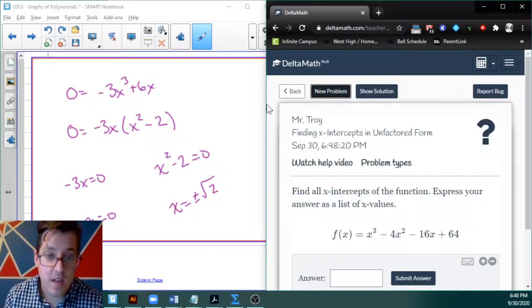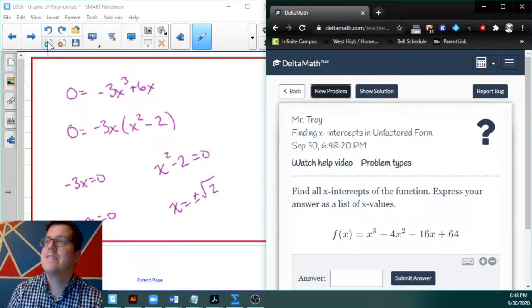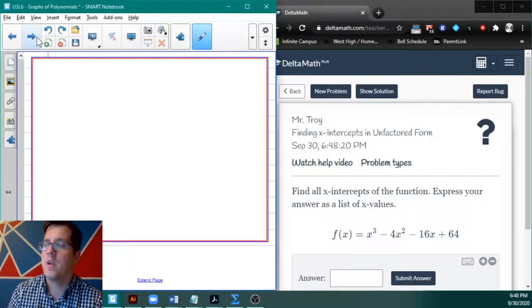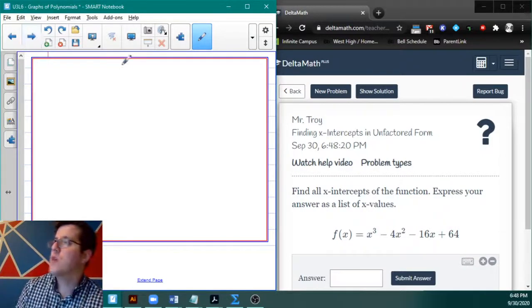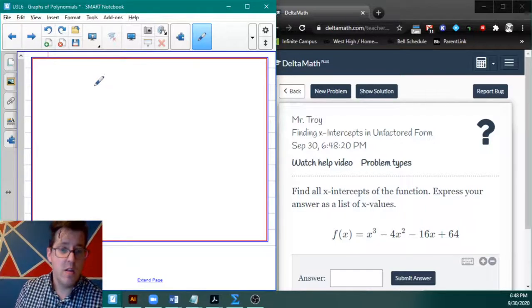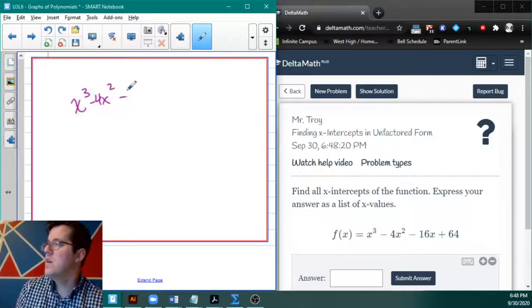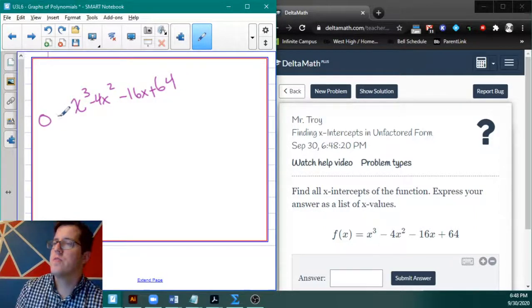Okay, the reason I decided to do this one is because some people said they still needed help with factoring by grouping. And that is just fine by me because I love factoring by grouping. I think it is, what is it you kids are saying these days, the bee's knees? x cubed minus 4x squared minus 16x plus 64. And I'm trying to find the x-intercepts, so I'm going to set it equal to 0.